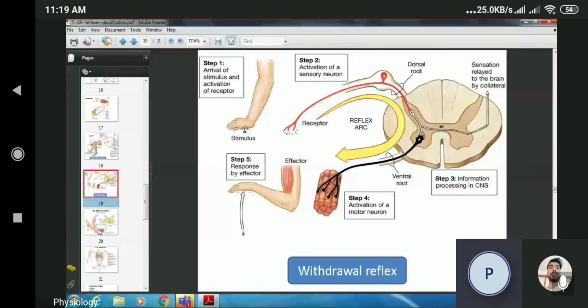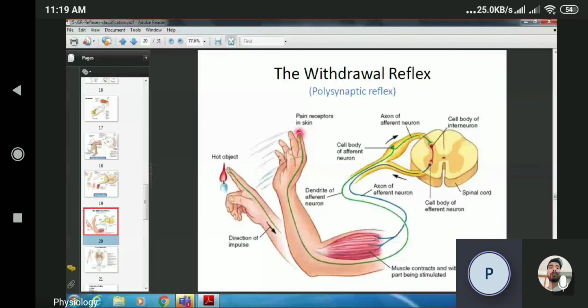The withdrawal reflex, same thing. There's a hot candle, and when our finger reaches near, it is withdrawn. Polysynaptic reflex: the withdrawal reflex has many synapses involved. See here, one synapse, another, and there will be many synapses involved. So it is more than one synapse, so it is known as polysynaptic reflex, the withdrawal reflex.